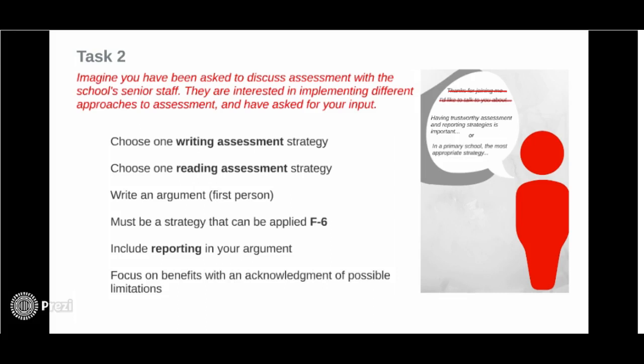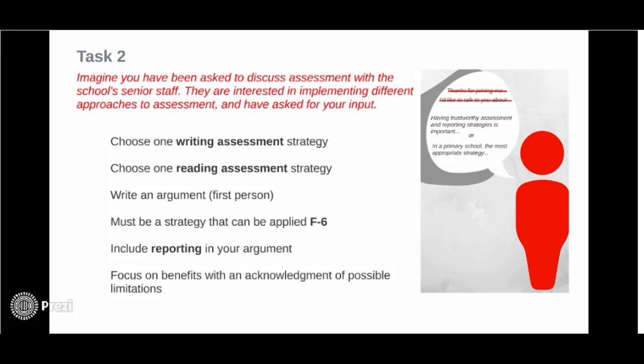It needs to be a strategy that's appropriate for all of the children in a primary school from foundation to year 6. And task 2 is the only part of this assignment where you can talk about your understanding of reporting. So it's important that you make your understanding of reporting clear in amongst your argument. Why would this assessment strategy support reporting, and how can it be reported to the interested parties?